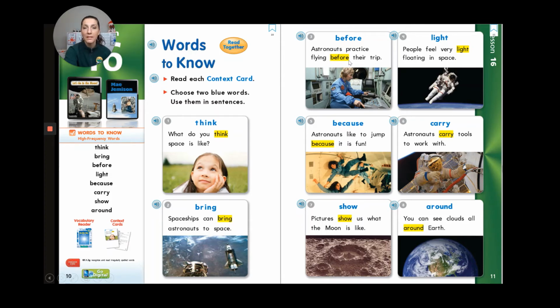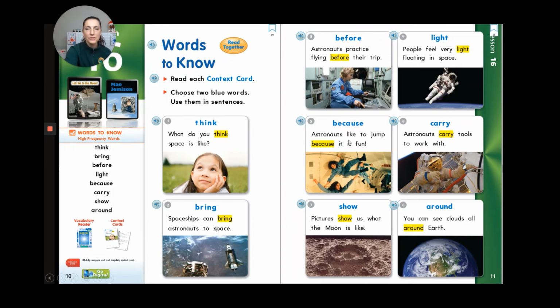Now, before, a lot of people spelled this B-E-F-O-R, and they didn't include the E at the end, which makes sense because when we just spell for, like here, this is for you, it's F-O-R. So it's very natural not to write an E, but we have to remember that when it's before, we need to add an E, a silent E to the end. Number 4 is light. This was also tricky for everybody. People feel very light floating in space. Light is L-I-G-H-T.